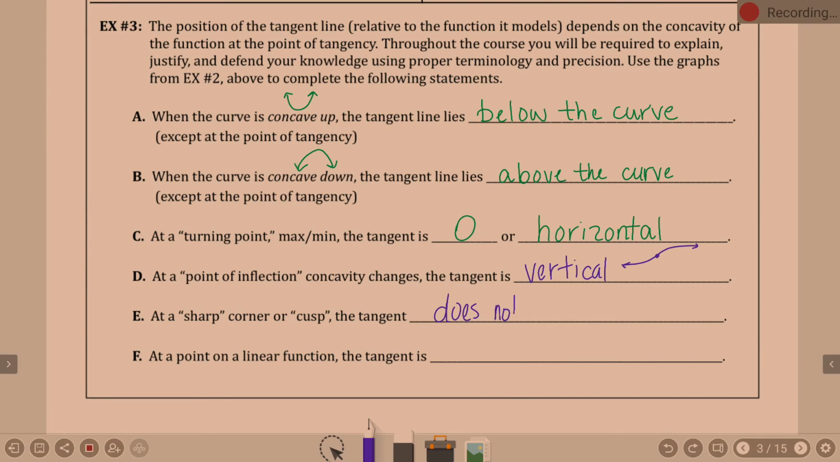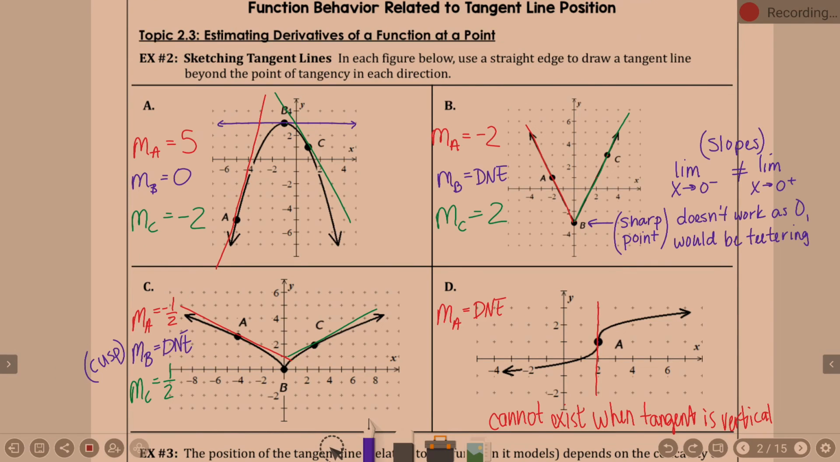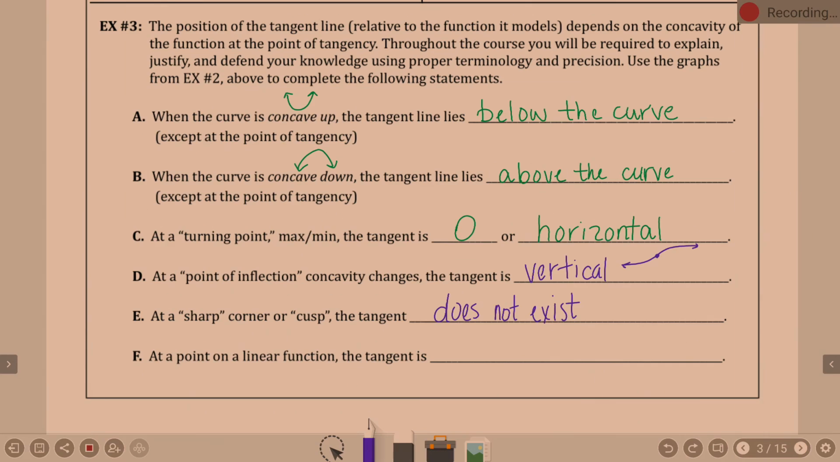Does not exist. I made that. At a point on a linear function, the tangent is, if we go back to our V here, the same as the slope of the line, right? Okay, so when you say slope, I'm going with that. So I have written the same slope as the line.